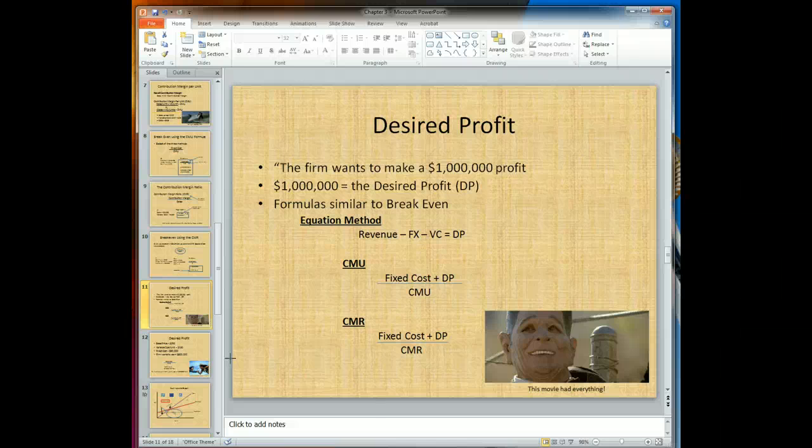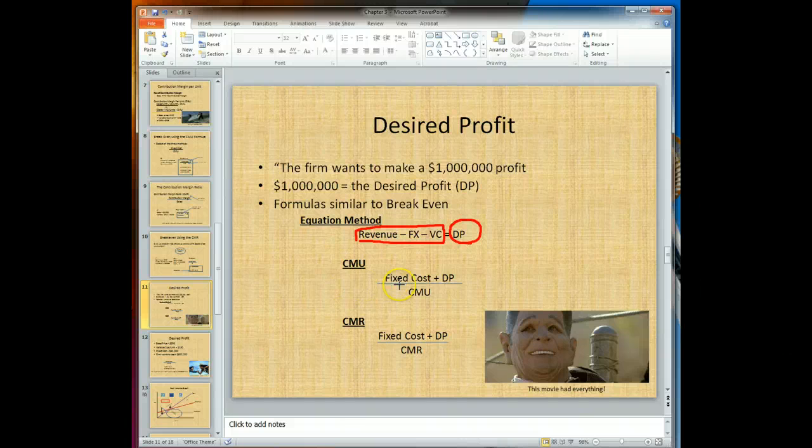Very similar formula to break even. Some would even say it's the same formula. And you can do it by using any of the three methods. So here is our break even formula for using the equation method. Normally this would equal 0. And instead of 0, we just make it equal to 1,000, the desired profit of the $1,000.